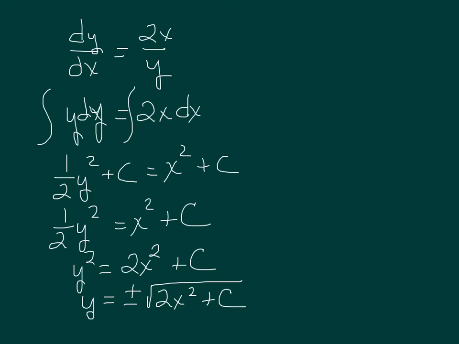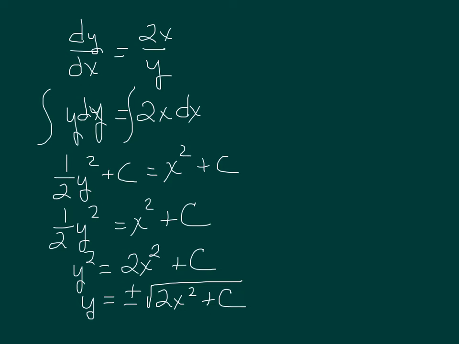Couldn't you just write square root of 2x squared and then not put the square root over the c? No, because we had to take the square root of the whole side. Okay. All right, questions on that? So that's just a general solution.